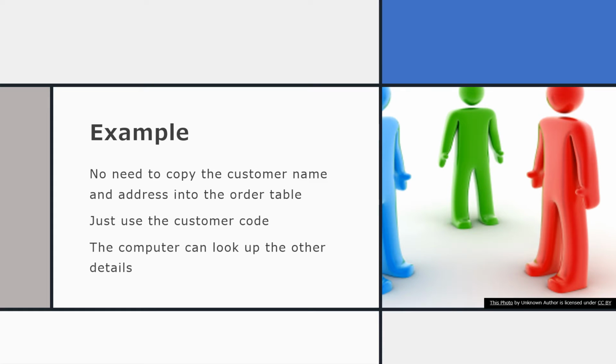This means that if the customer's making an order, we don't need to put the customer's name and address into the order form. We just enter the customer code, and if the computer needs the customer's name and address, for example, to print out address labels, it can look that up using the primary key.